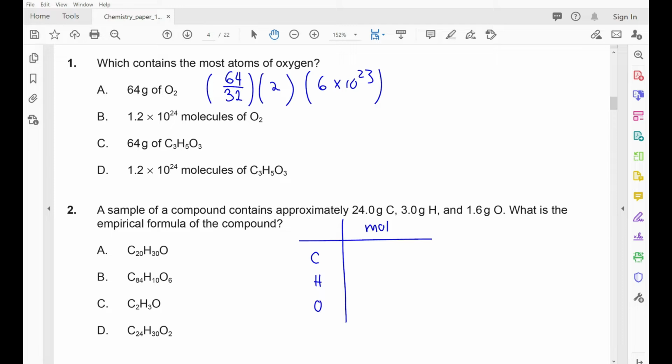So oxygen molecule has 2 oxygen atoms. So first you find the number of mole, which is the mass 64 divided by the molar mass of oxygen gas, which is 32, times 2, because the number of mole of oxygen atom is twice the mole of oxygen molecule. And then times the Avogadro's number, which is 6 times 10 to the power of 23. B, this is already in the number of molecules of oxygen. So now the number of oxygen atom is just 2 times that number.